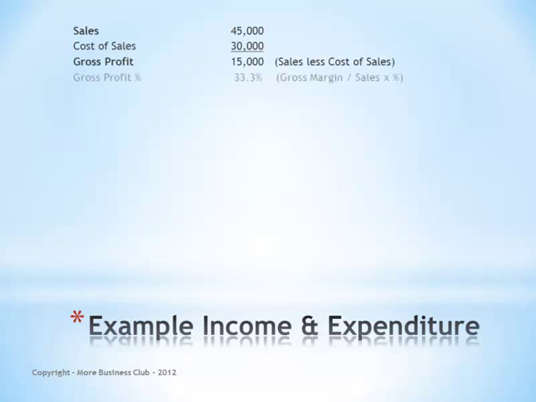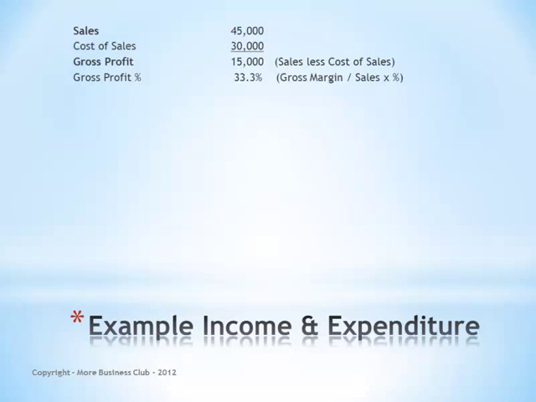So, looking at the example income and expenditure report, we've got sales of 45,000 and we have cost of sales of 30,000. One thing to note is that the cost of sales figure isn't the same as the goods that you purchased during the month, because some of those goods you won't have sold. They'll still be lying in stock.